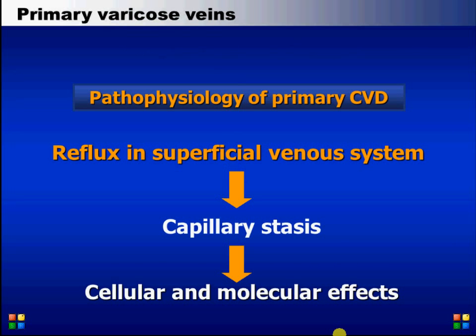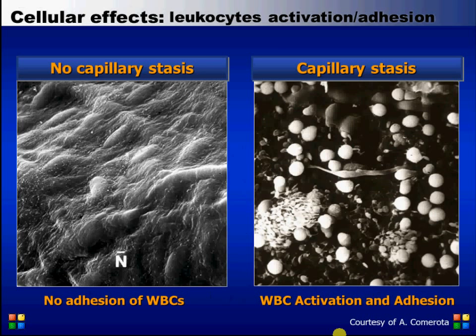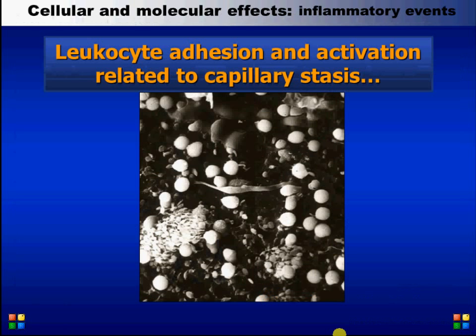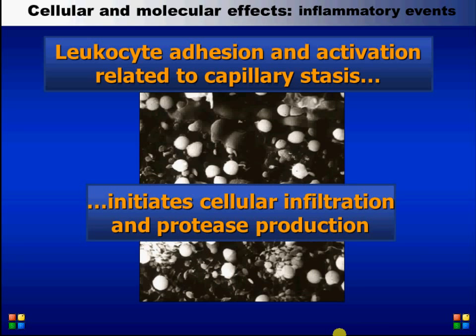What about the pathophysiology? In varicose vein, you have reflux in the superficial venous system. That leads to capillary stasis, and capillary stasis is responsible for cellular and molecular effects. We will see that in detail. When there is no capillary stasis, there is no adhesion of white cells. When you have capillary stasis, as it has been said by Andrew Nicolaides before, there is activation and adhesion of white cells. Leukocyte adhesion and activation related to capillary stasis initiate cellular infiltration and protease production.